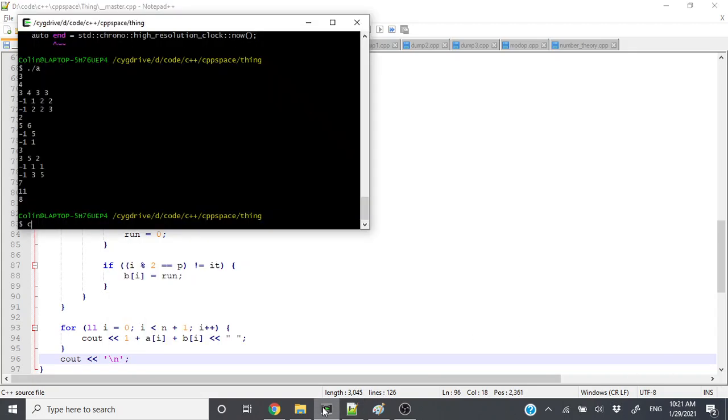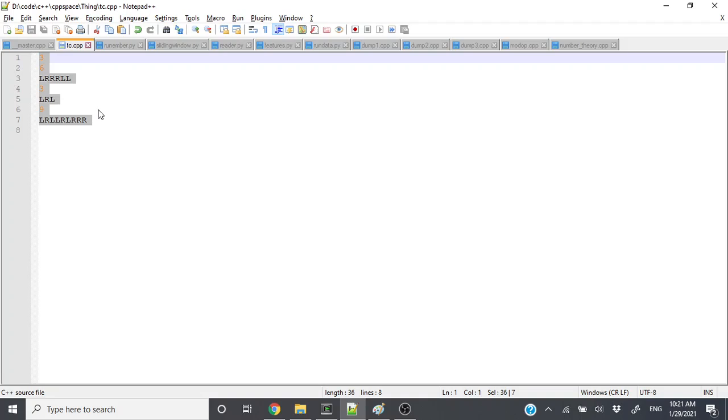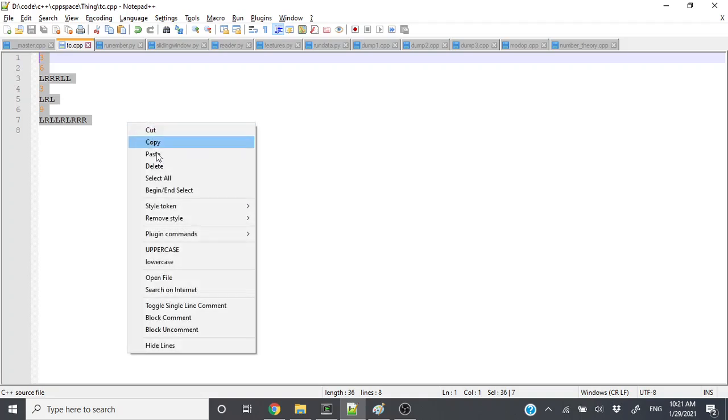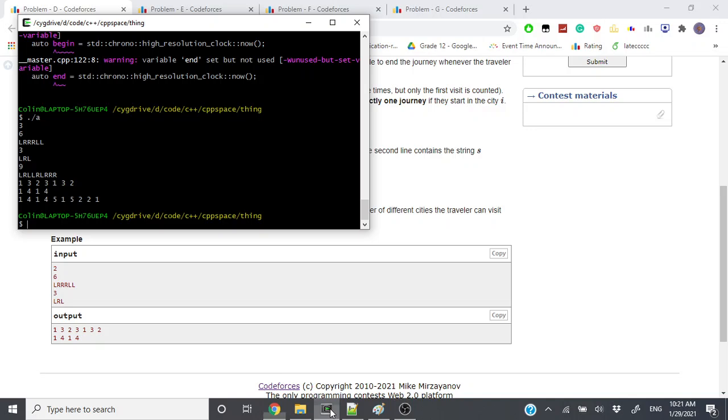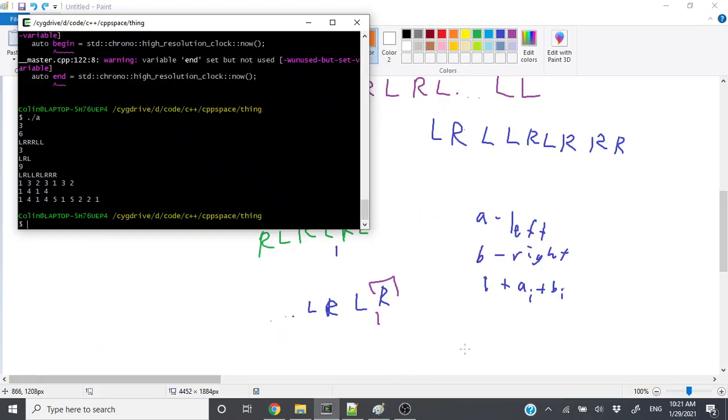Let me just print the answer. So 1, 3, 2, 3, 1, 3, 2, 1, 4, 1, 4. Now let's see, this is the more interesting case. When we start here, the answer we get is 1, that's correct. When we start here, the answer we get is 4, that's correct. When we start here, the answer we get is 1, correct. When we get here, the answer we get is 4, correct.